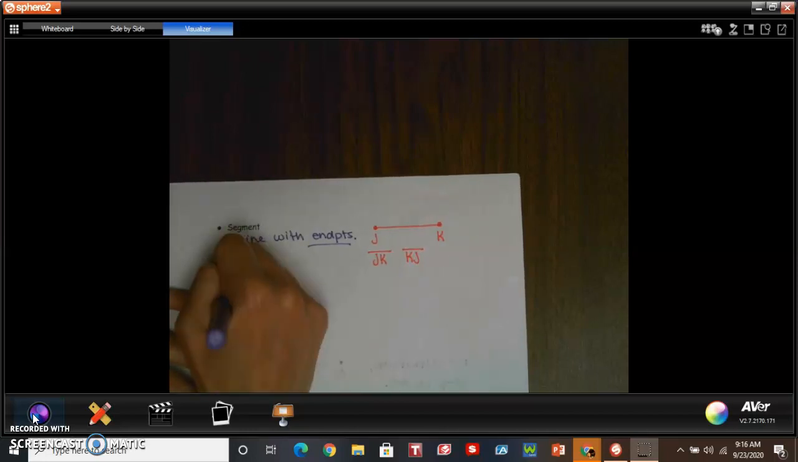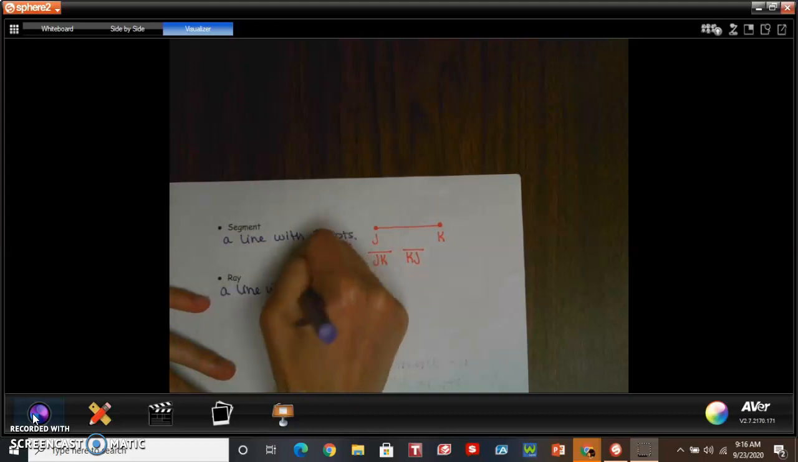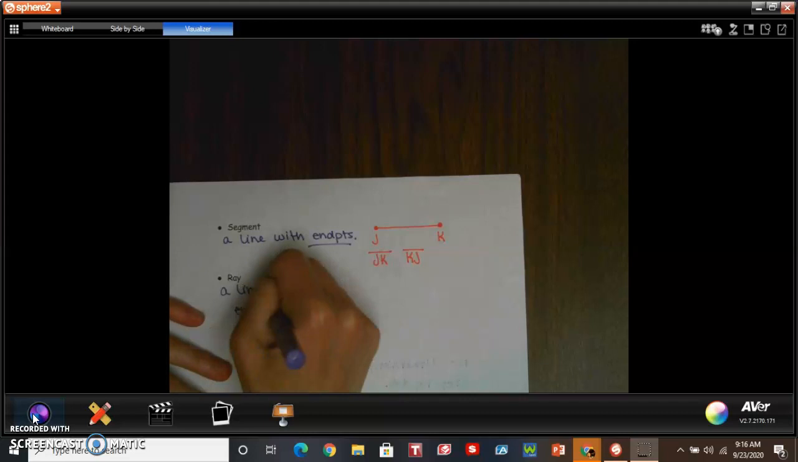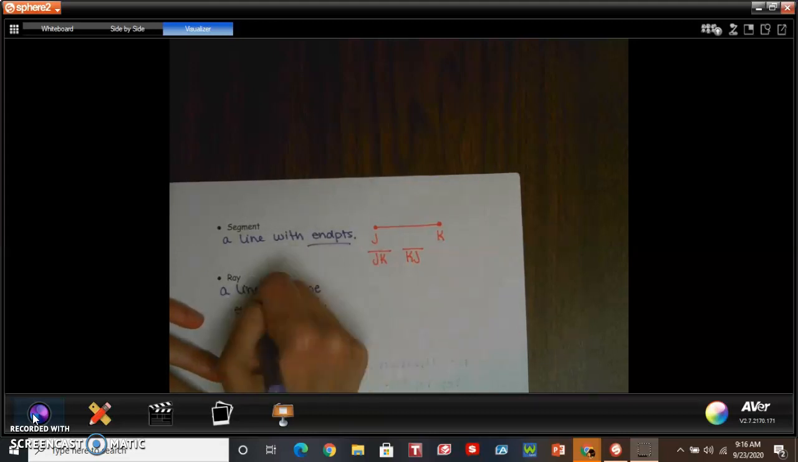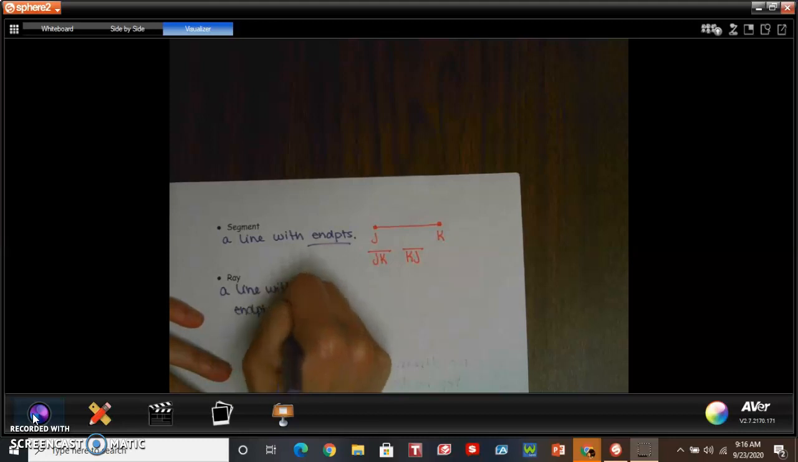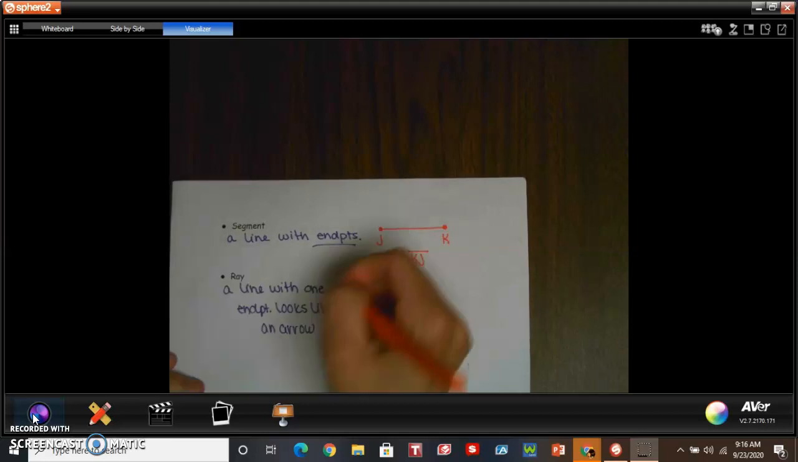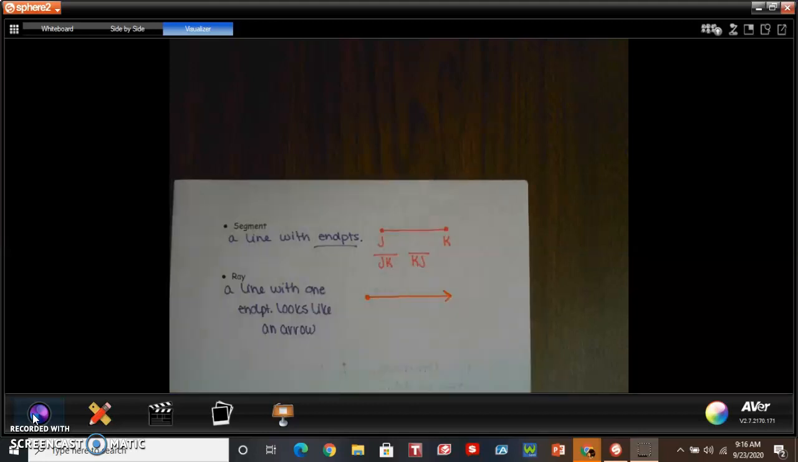Okay? All right. And our last vocab word for today is ray. This is a line with one endpoint. Looks like an arrow. Okay? So it's a line with one endpoint. So we have an endpoint, and since we said it's a line, that means it's continuous on one side. See how it looks like an arrow?